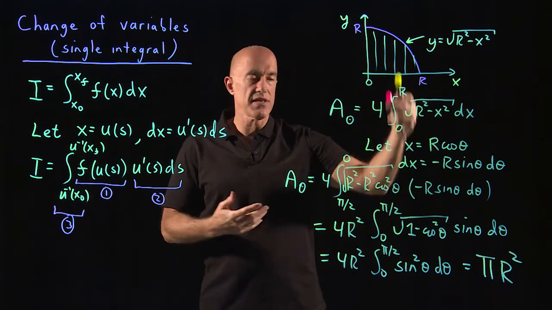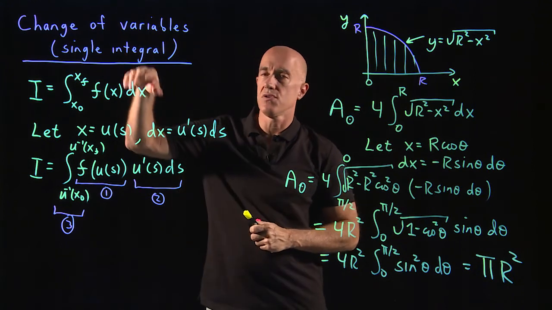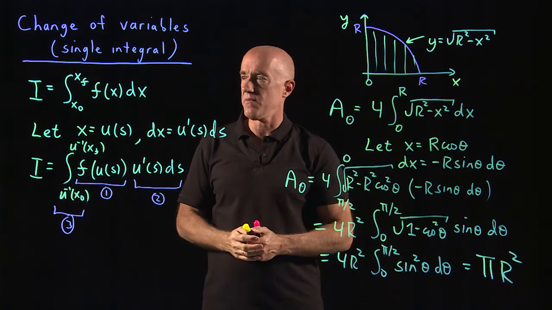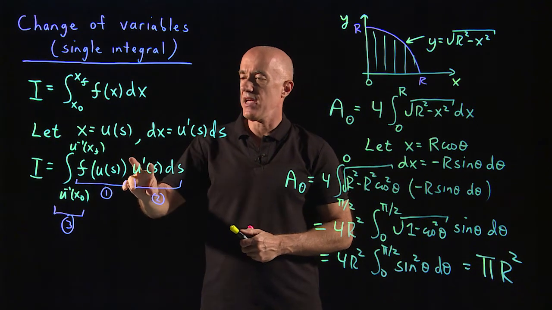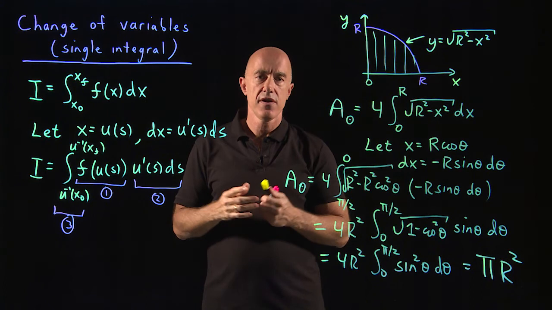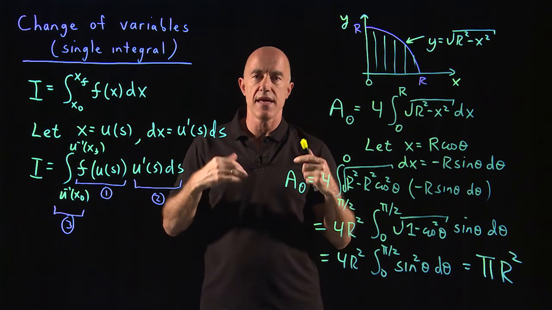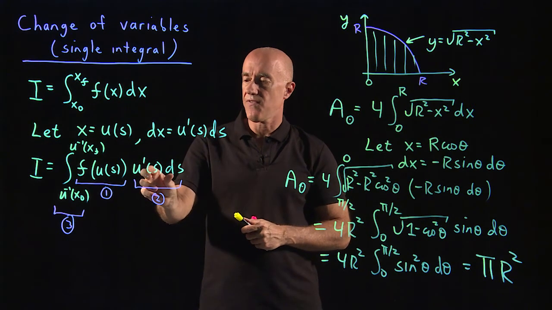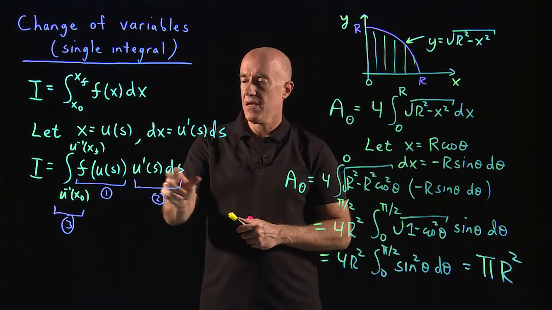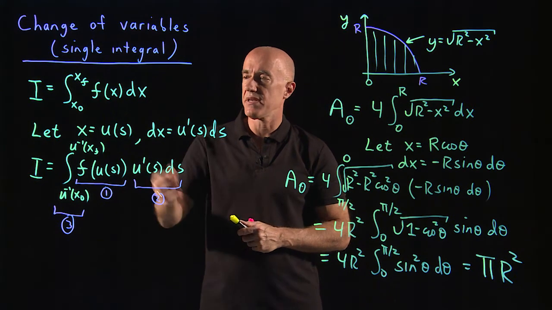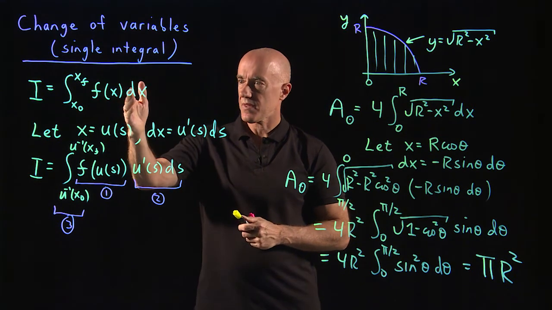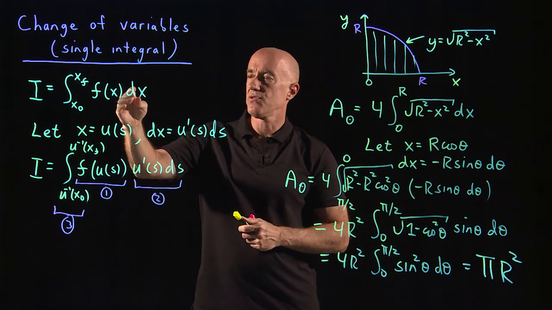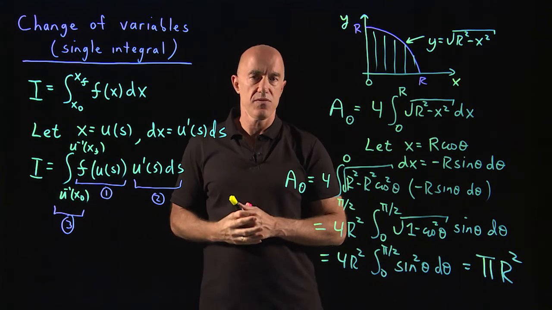You know it's called substitution. Here I'm going to call this a change of variables formula. The important thing here that we're going to have to carry over for the double integral and then the triple integral is that this dx gets transformed to u prime of s ds, right? So s then becomes the new variable. So we need to consider now, in the double integral case, how to transform dx dy.